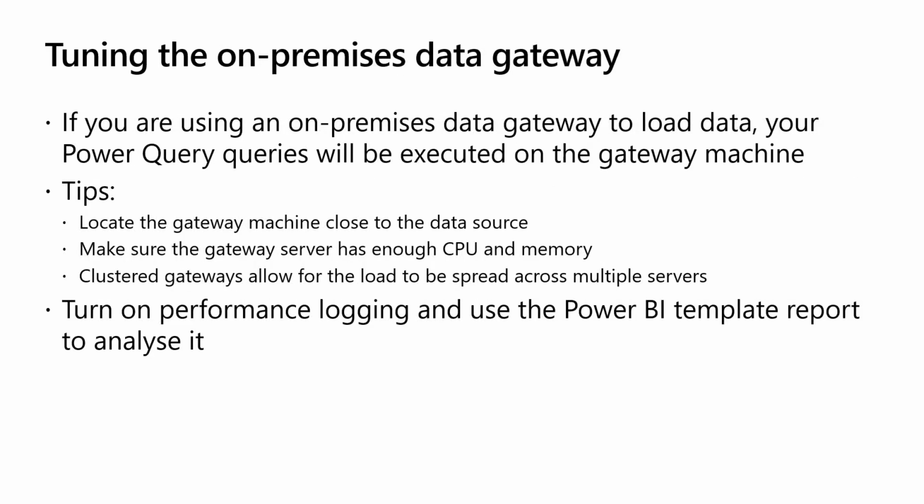Something else that's worth bearing in mind is that if you're working with data that needs to go through an on-premises data gateway, the Power Query engine will execute queries on the machine where the on-premises data gateway is located. So the performance of the machine that you run your gateway on can be really important for the performance of refresh. And if you want to see what's happening on the gateway, there is some performance logging you can turn on in the gateway, and there is also a Power BI template report you can use to analyze this log data.